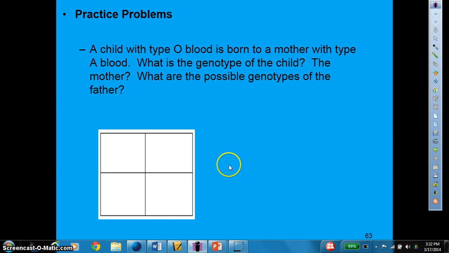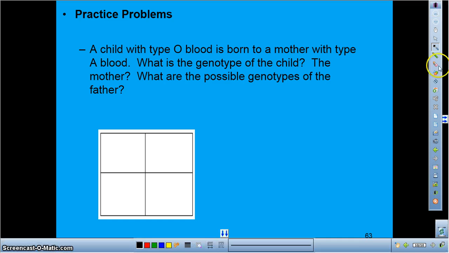All right, the next practice problem says a child with type O blood is born to a mother with type A blood. What is the genotype of the child, the mother, and what are the possible genotypes of the father? So let's take a look at what would happen in this case. So the child is, and I'll write down child so we don't get it mixed up. The child is O, and we know that there's A, there's B, and there's type O blood, and we also know that O is recessive. So if the child is type O, then they have an O from mom and an O from dad because it's a recessive trait. And it's born to a mother with type A blood.